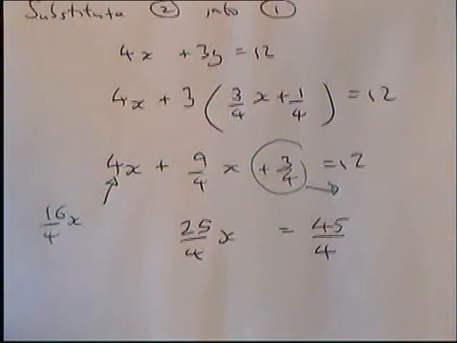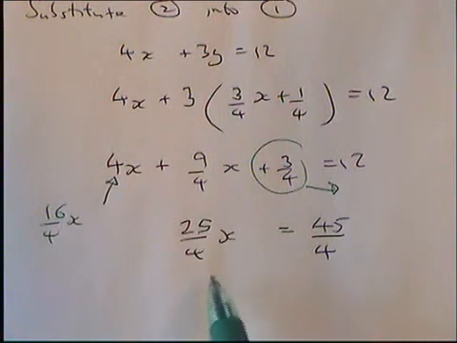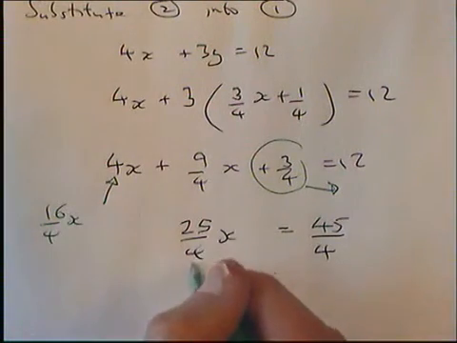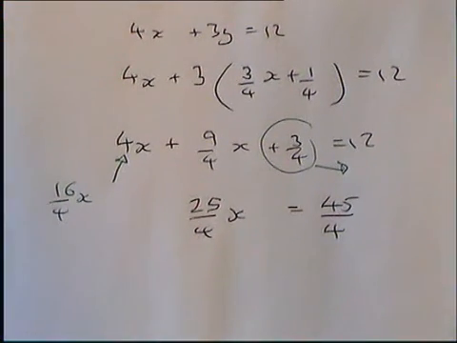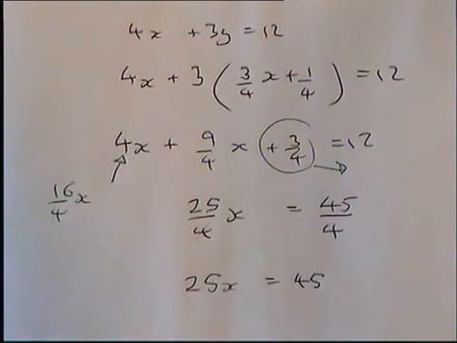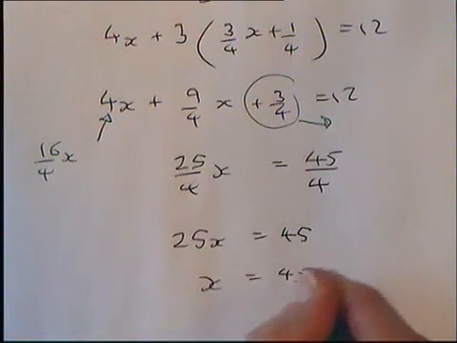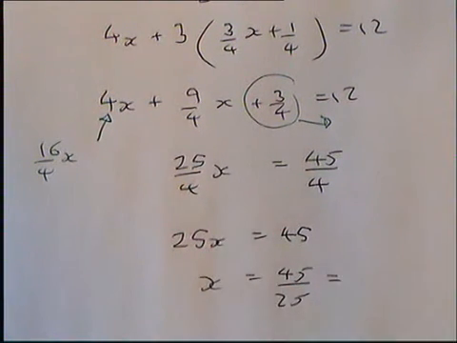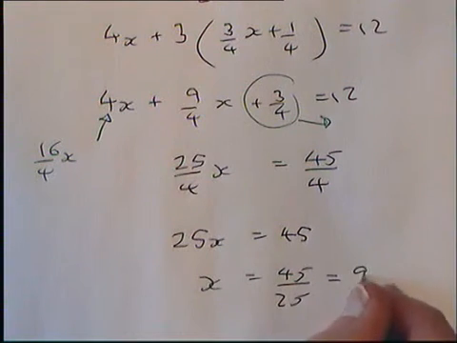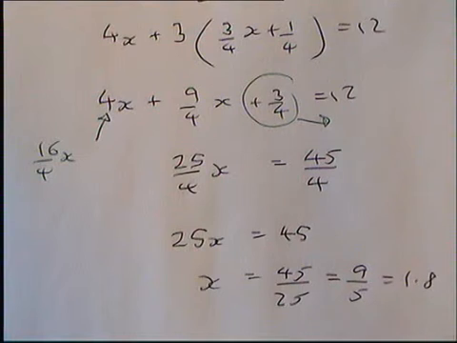Now at this point, what can you do to make life easier? Emma? Times 3 by 4. Yeah, you can times everything by 4, or because both sides are over 4, you could, if you like, just ignore the 4s. That's exactly the same as saying 25x is 45. So x will be 45 divided by 25, dividing by 5, 9 over 5, as a decimal, 1.8.